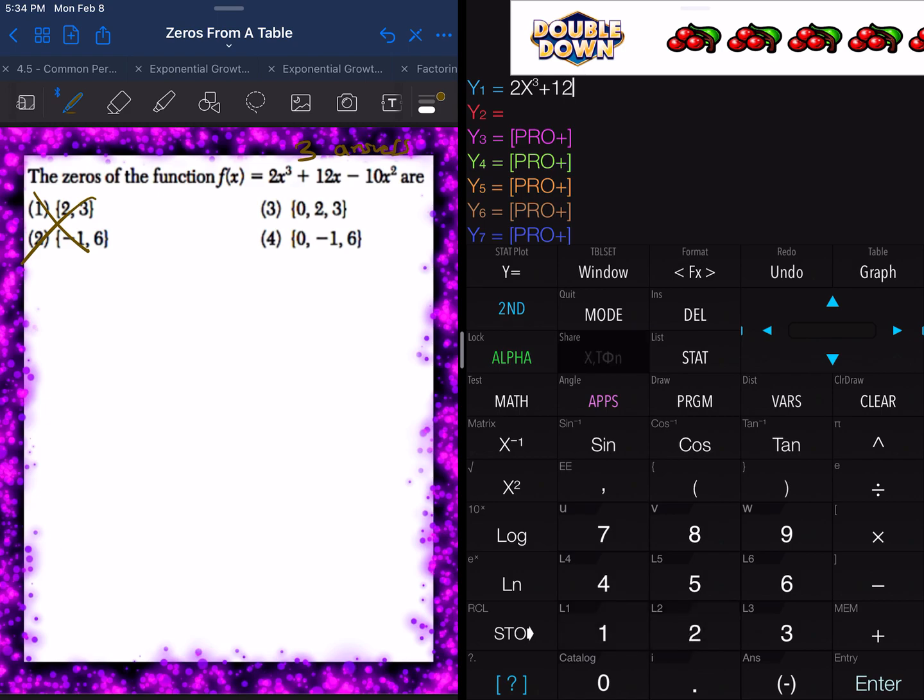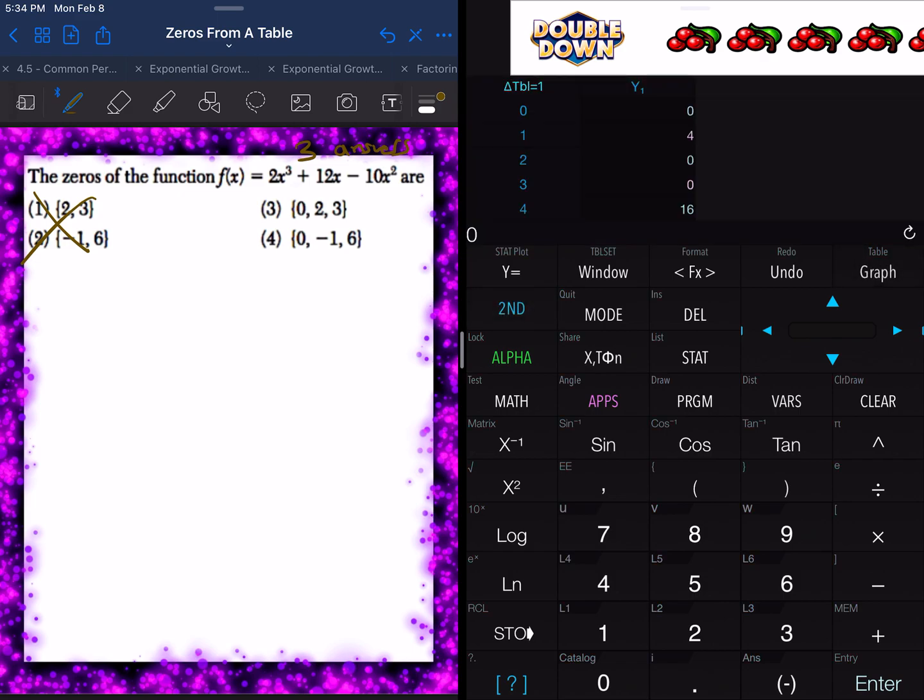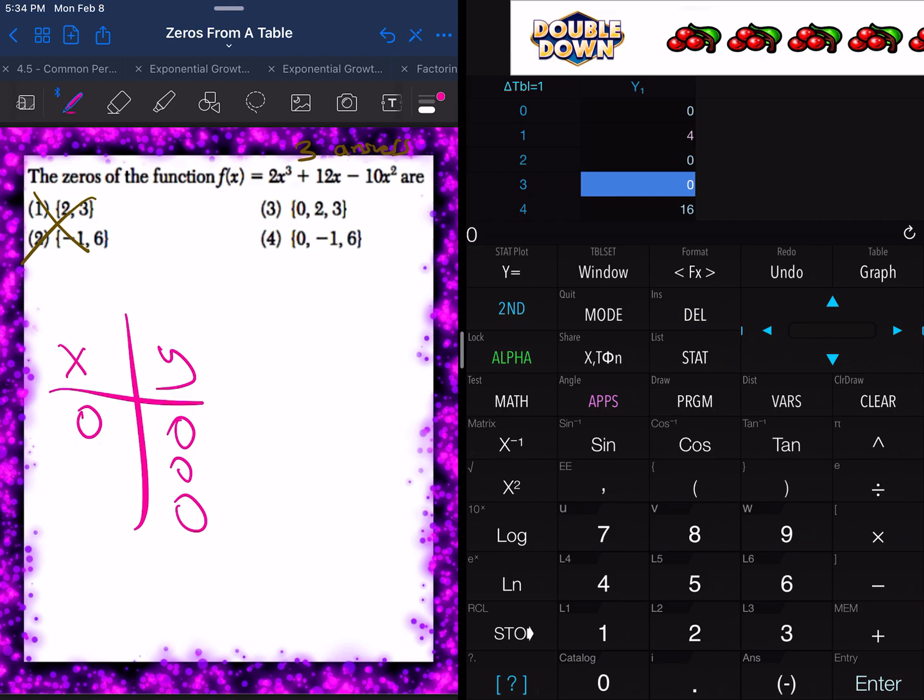Plus 12x minus 10x squared. I could use the caret button to type in a squared, but I don't need to do that. Okay, then I hit second graph, and just by looking at this table, what are my 3 zeros? Well, there's one right here, here, and here. I can show you the table, x and y, 0, 0, 0. You have 1 at 0, 1 at 2, and 1 at 3.